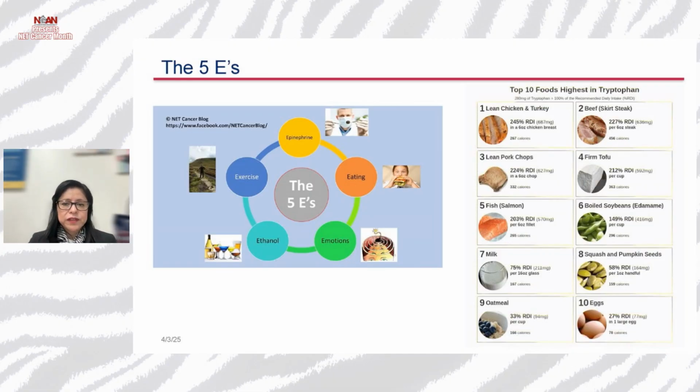Another aspect of serotonin syndrome, as we have learned, is that it can be exacerbated by the 5 E's. The 5 E's stand for E for epinephrine, E for eating, E for emotions, E for ethanol, and E for exercise. That said, it is important to recognize it, but that doesn't happen to everyone. I usually tell my patients, you just need to live your normal life. You need to eat what you like to eat, but also recognize which of the things you do may exacerbate some of the symptoms related to serotonin syndrome.